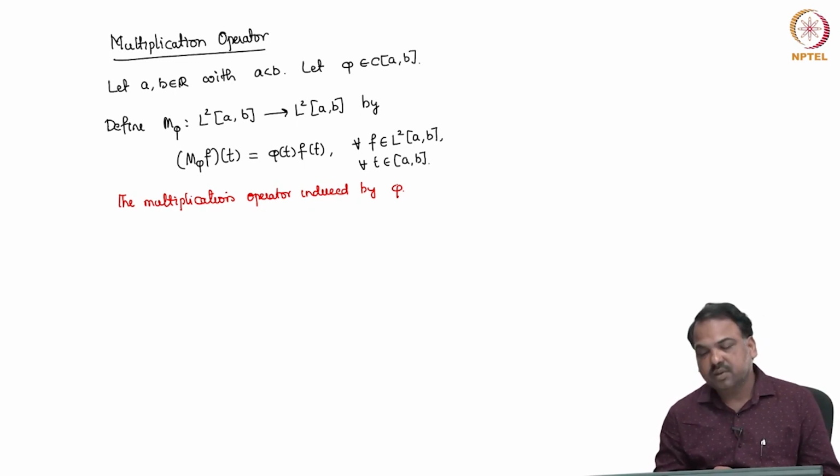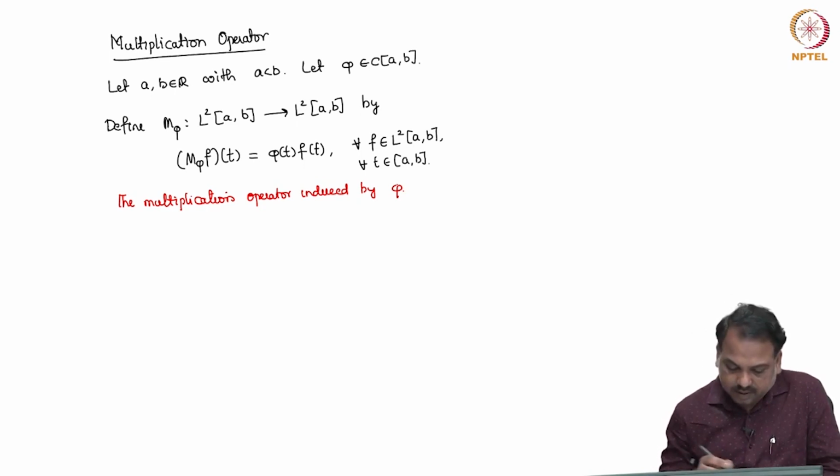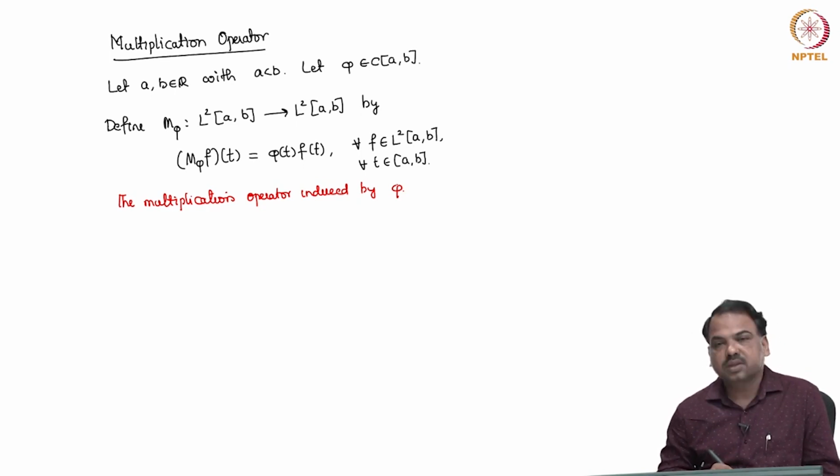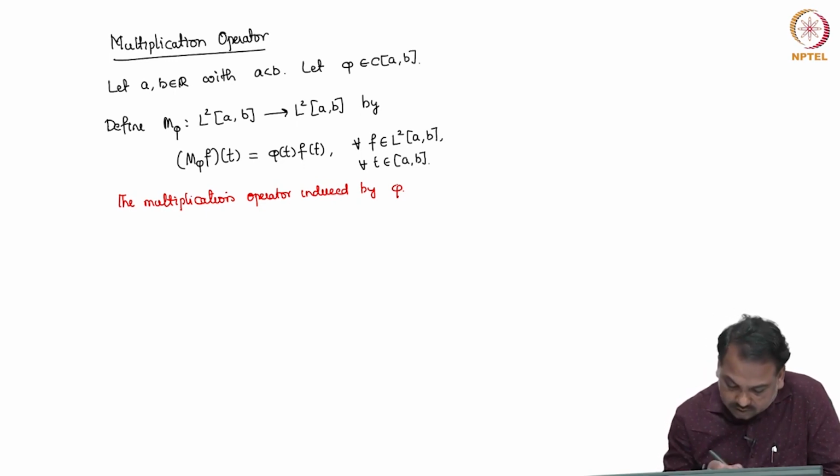And in fact, if you know the properties of phi, we can find out the properties of m phi, and we will be looking at those properties at a later stage. Our aim is to show that this is a bounded operator, and the next thing is to find the norm of m phi.